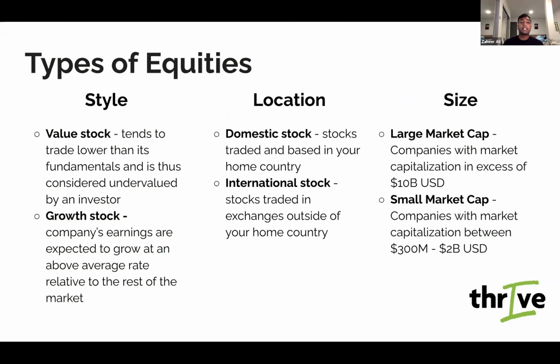A value stock would be any stock that's trending lower than its fundamentals suggest. These are typically companies like Citibank, Exxon, JP Morgan. They're called value stocks because their financials are higher than what their stock price is suggesting: their revenue, their dividend, their profit margin. So investors see this as a buying opportunity.